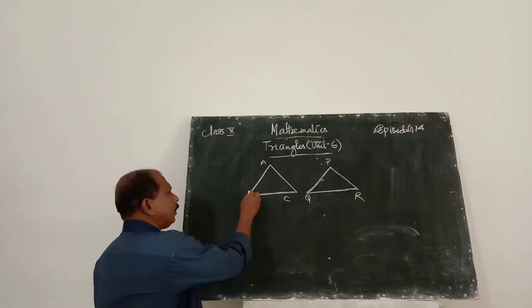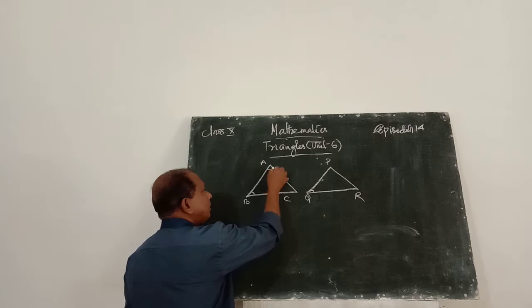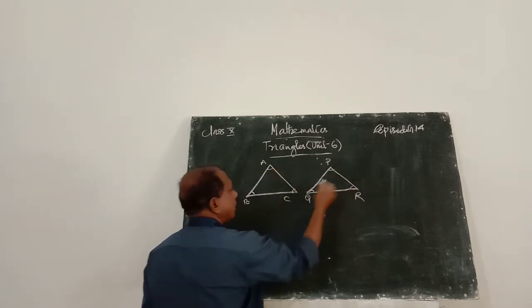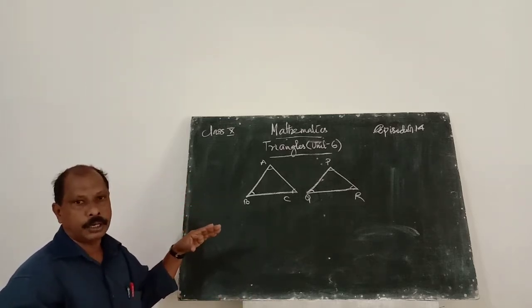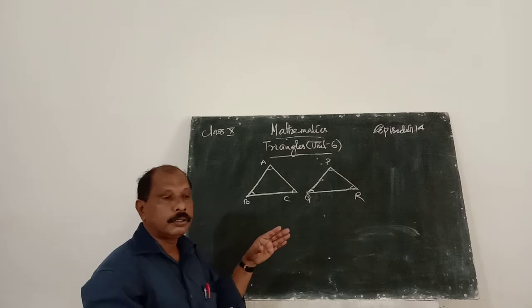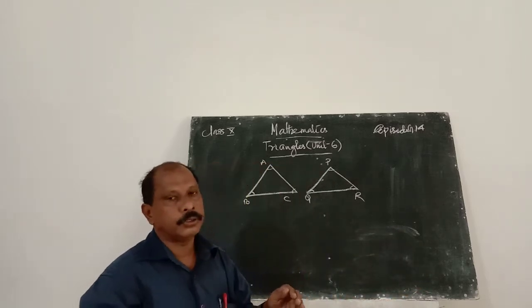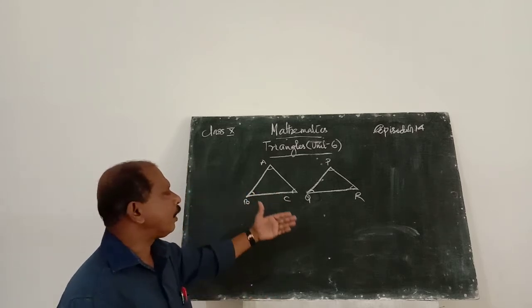Therefore, we know that these two angles are equal. Similarly, these two angles are equal, and these two angles are equal. That means in these two triangles ABC and PQR, each angle of the first triangle will be equal to the corresponding angle of the second triangle. Therefore, we know that these are similar.